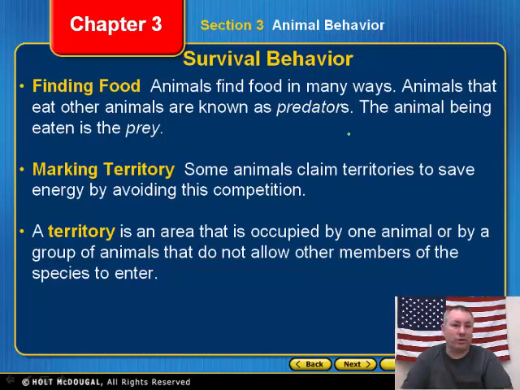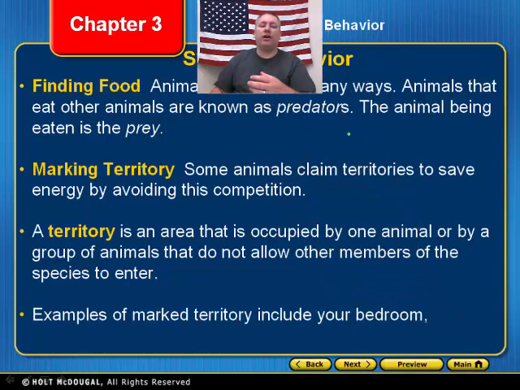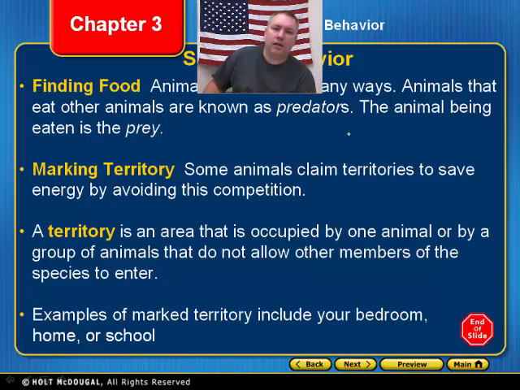Same thing with our school. Our school is the same thing. This is where you belong, but we don't want outsiders to come in here and mess up the school. We get kind of upset if outsiders come out here and mess up the school. So there are other places, other things that we can do for marking territory.